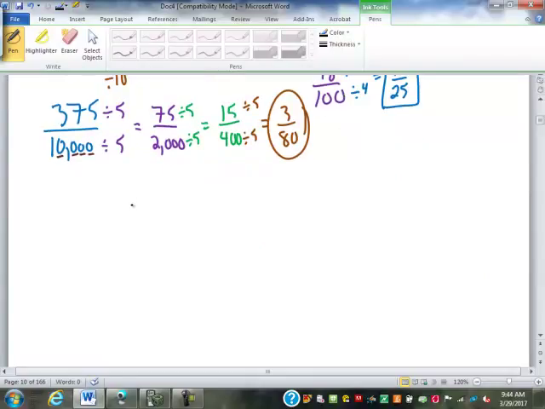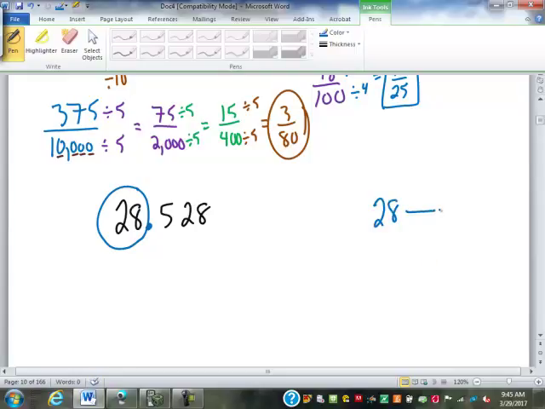What if we have something like 28.528? Well, just like in fractions, we have mixed numbers. In decimals, we have mixed numbers. The 28 here, the part before the decimal point, is the whole number. That will not change. This is going to be 28 and some fraction. So the part that becomes the fraction is the part that's after the decimal point, that 0.528.